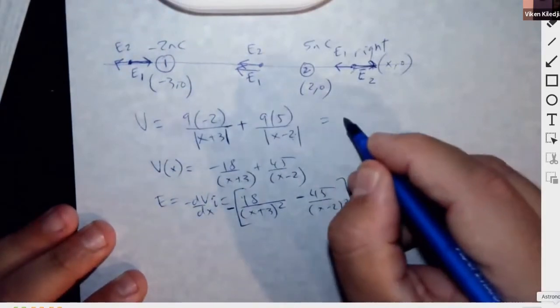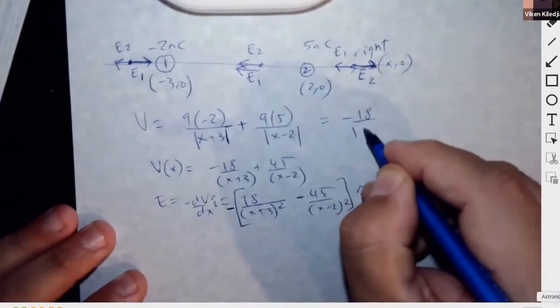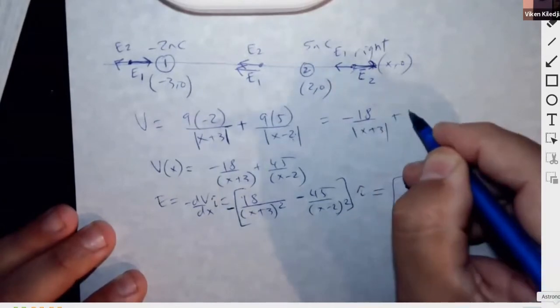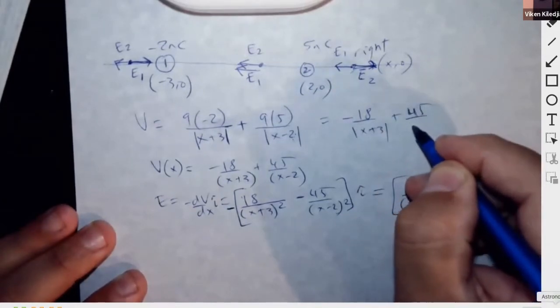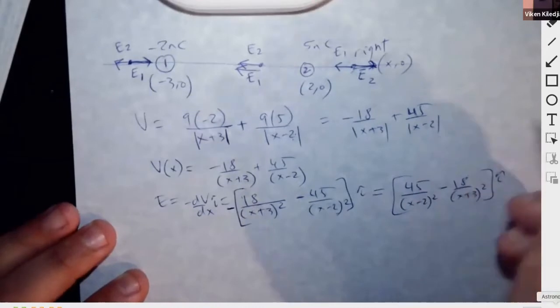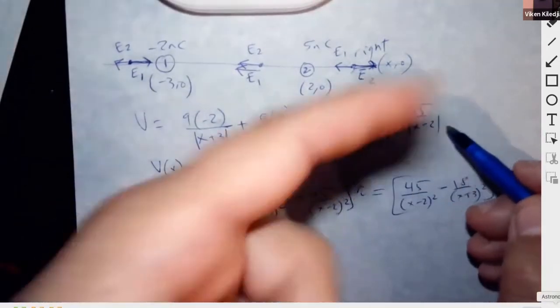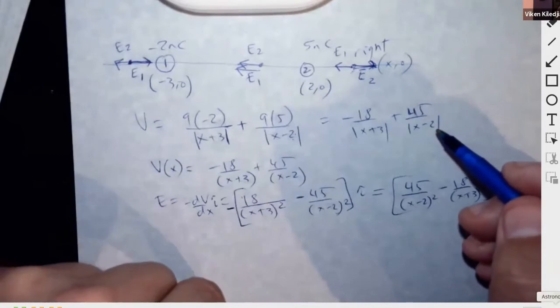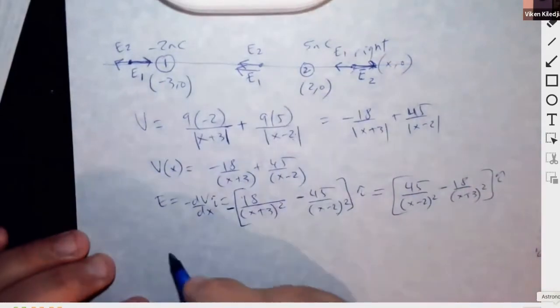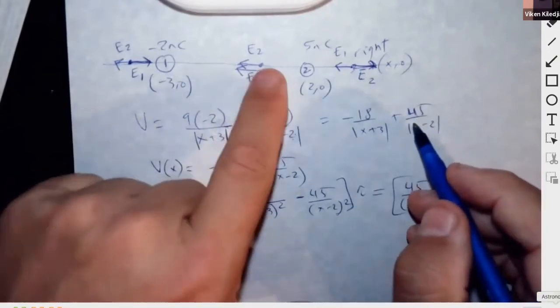So negative 18 over absolute value of x plus 3 plus 45 over absolute value of x minus 2. If you get this equation correct, then you just have to do the negative derivative of that, and that will take care of itself. So then what happens when you're in this region?